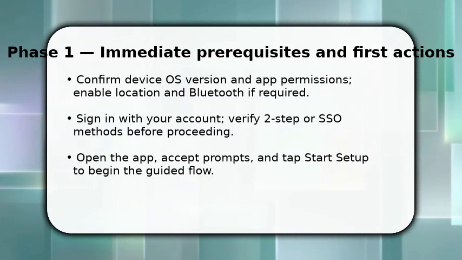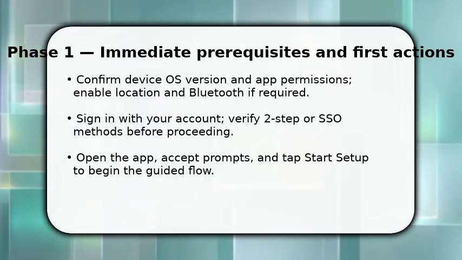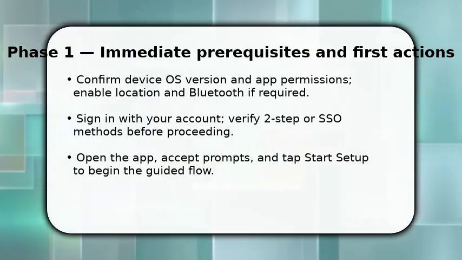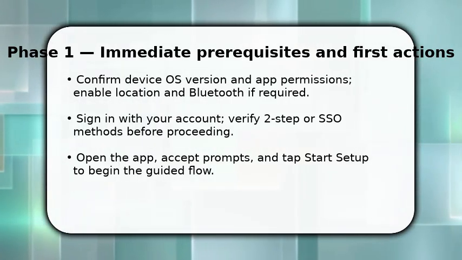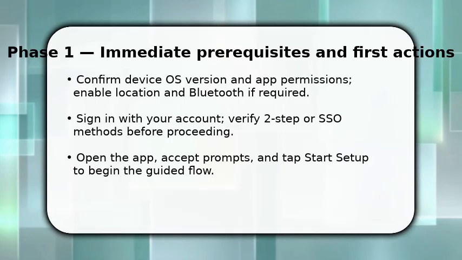You start by ensuring two essentials. The app has required permissions, and you are signed in. Once done, open the app and accept any permission prompts. This lets the app control network or device edges. Tap Start Setup to enter the guided configuration.